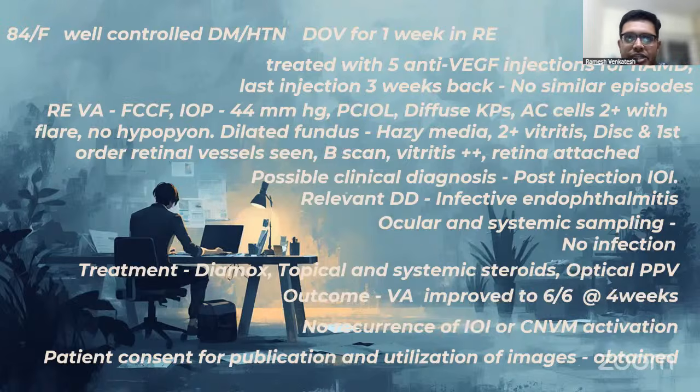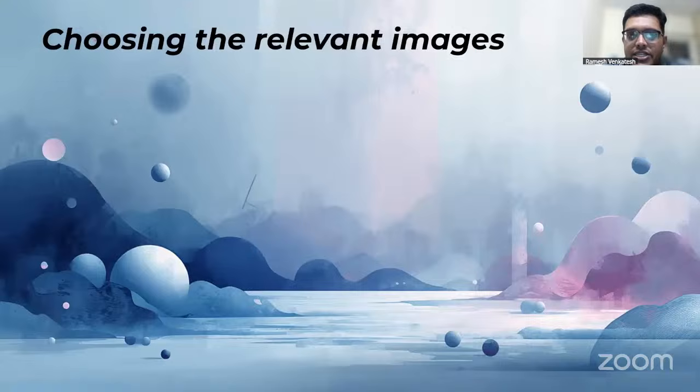We treated the patient with systemic and topical steroids and performed an optical vitrectomy, which was more for the media clearance. The final outcome was vision improving to 6/6 at 4 weeks, and the patient did not encounter any recurrence of intraocular inflammation or CNVM reactivation. We end this case description section by stating that patient consent for the publication and the utilization of the images has been obtained. And this is probably the most important thing when we talk about the case description.